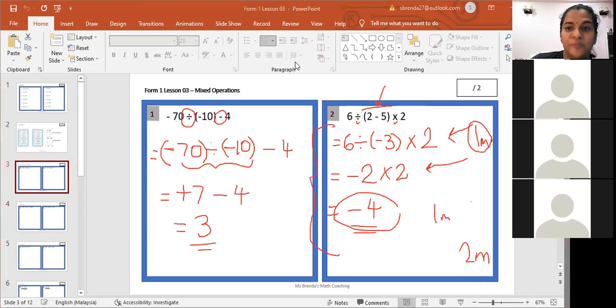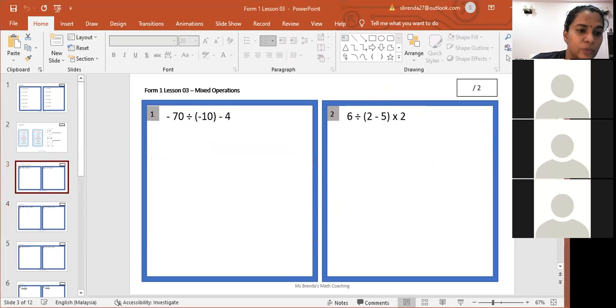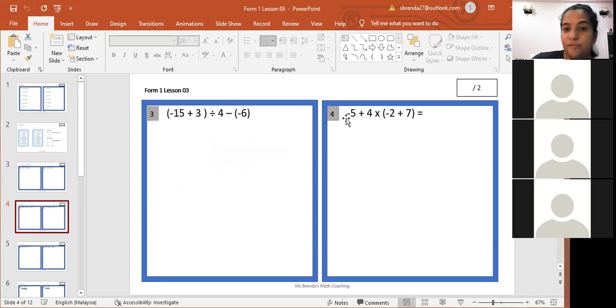All right, let's move on. So now we go to questions 3 and 4 on, I think this is page 4, okay? So look here, guys. Let's learn first how to read the question. Identify which is a negative number and which is subtraction, okay?